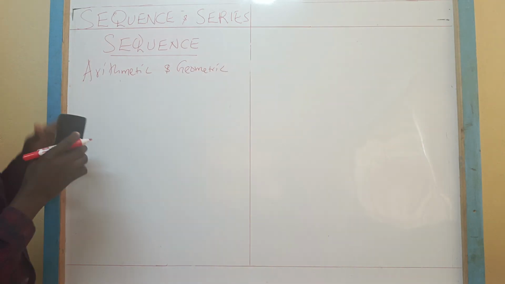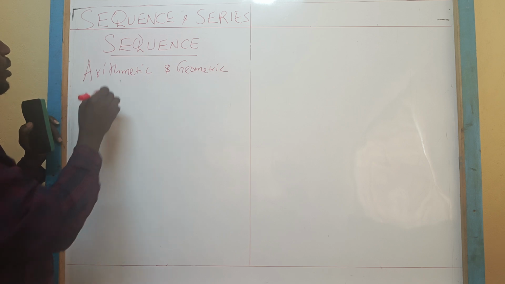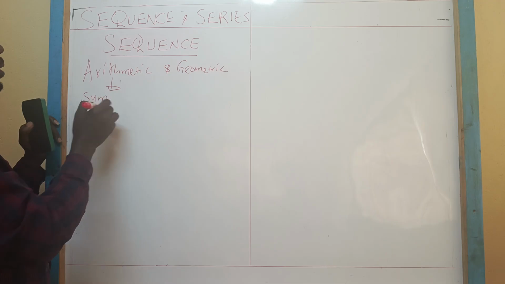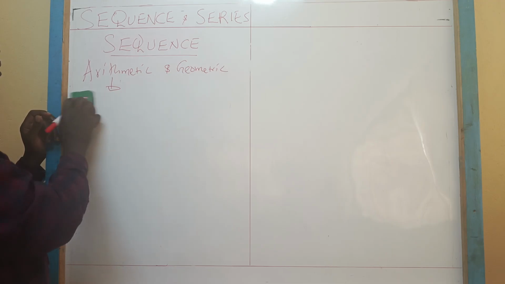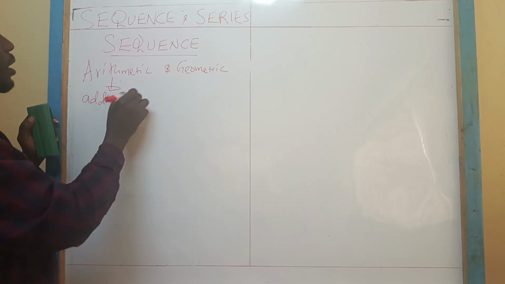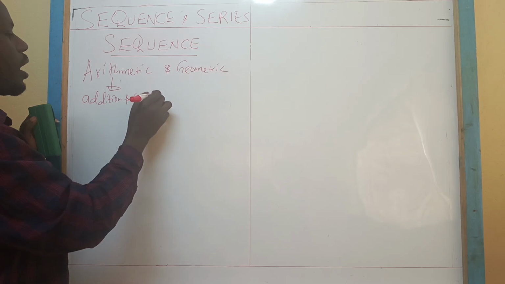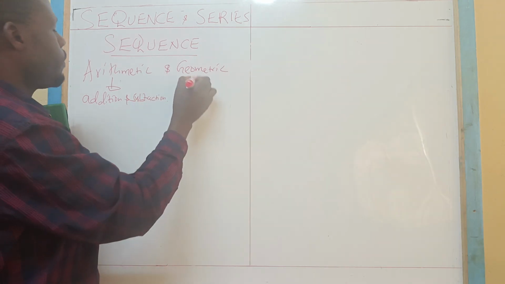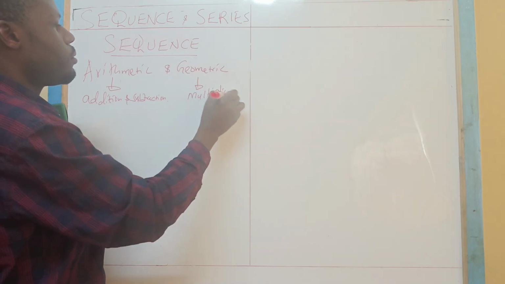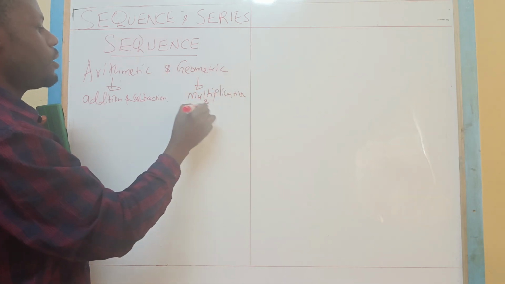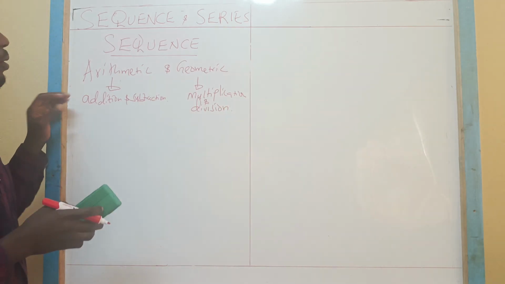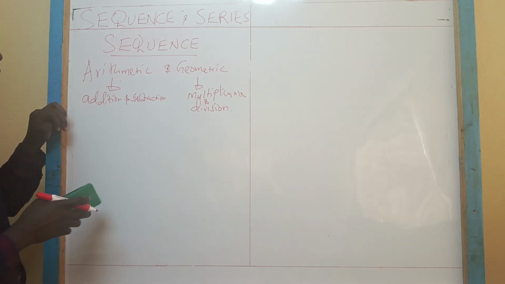Arithmetic sequence and geometric sequence. We want to look at the arithmetic sequence, where it involves addition and subtraction. And for geometric sequence, we shall look at multiplication and division. Those are the two terms that we want to use for arithmetic sequence and geometric sequence.